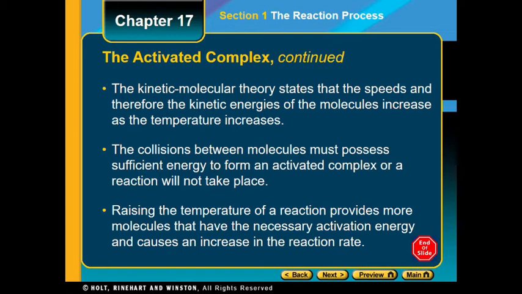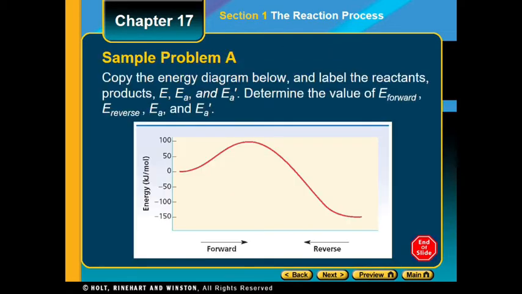I might add a second example too. In this first example, just know that that is the wrong graph for what we're going to do right now, but we will come back to it. I'll redraw the one I want you to use. We're going to copy this energy diagram in your notes, and then here are the things we're going to label: reactants, products, delta E or change in energy, EA, which is from the reactants where we start to our peak, EA prime, which is from the peak to where the products are made, and then we will determine the value of the forward reaction energy, the reverse reaction energy, EA and EA prime.